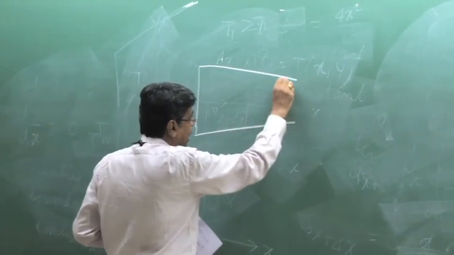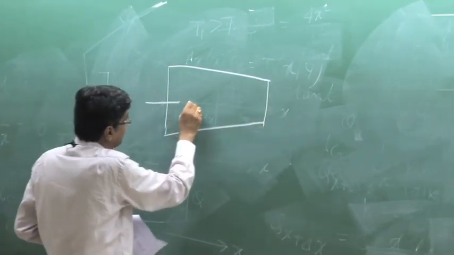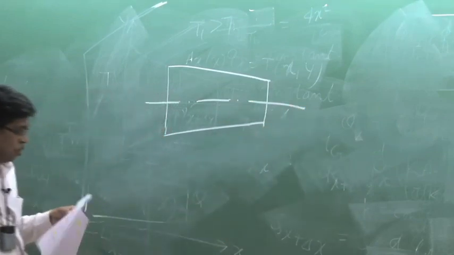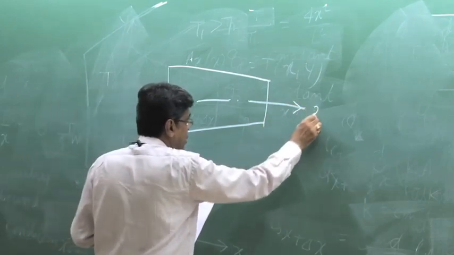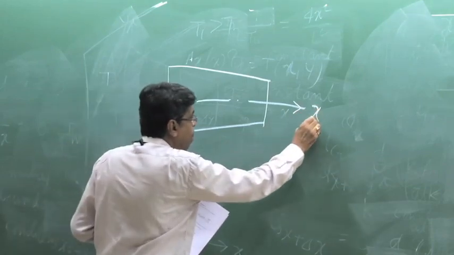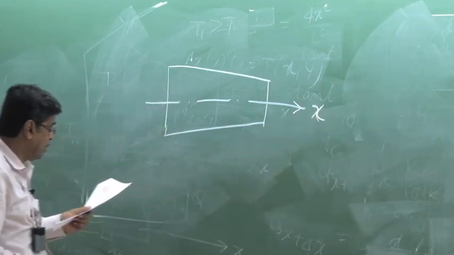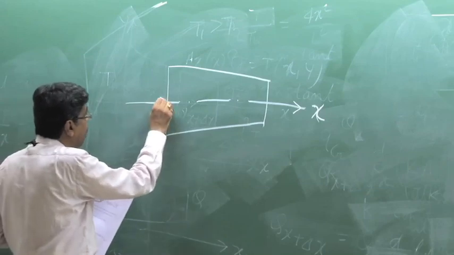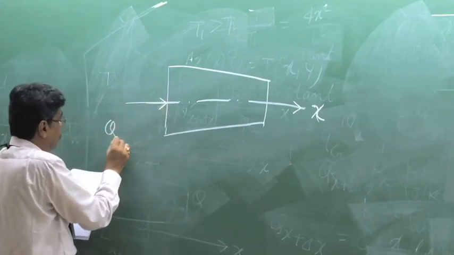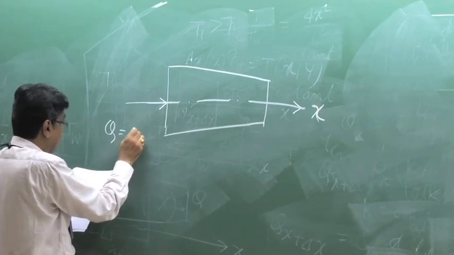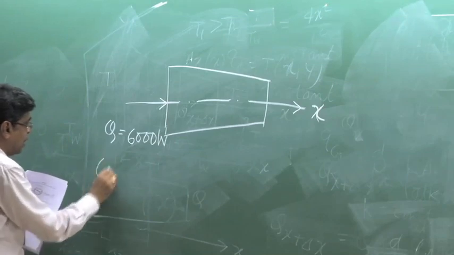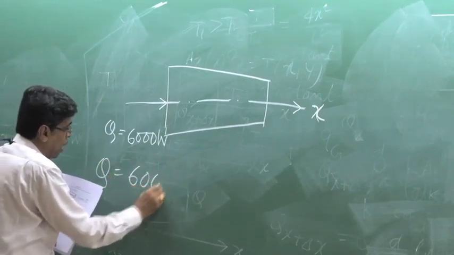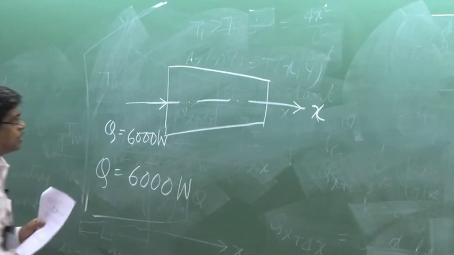It is a straightforward application of a symmetrical tapered rod, where this x is this direction, this is x, where it is given the Q, the total Q which is coming here is 6000 watt. Q is equal to 6000 watt. Now a steady state heat transfer.